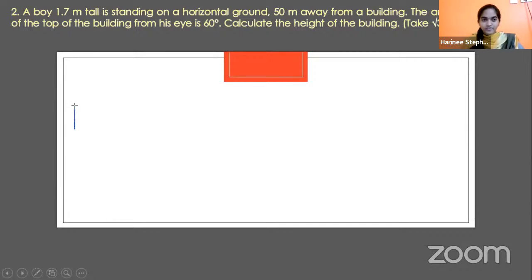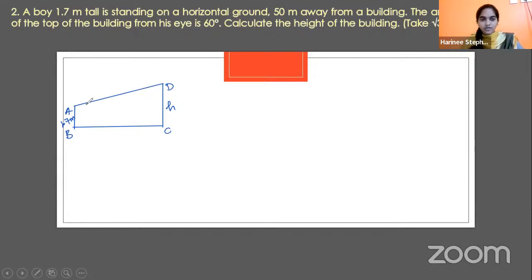Okay, check your diagram when I draw it. A 1.7 meter tall boy and a building. Let this be the ground, and this is the angle of elevation that he is watching. So let the boy be AB, say 1.7 meter, and the height of the building, let's keep it as H, CD.